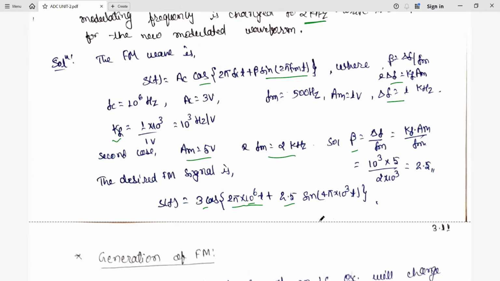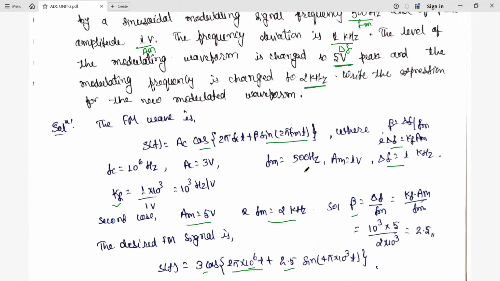So this was the discussion about the FM signal, where we have covered narrowband FM, wideband FM, then power calculation, and we have seen the numericals. So this is going to be a very important lecture for you.